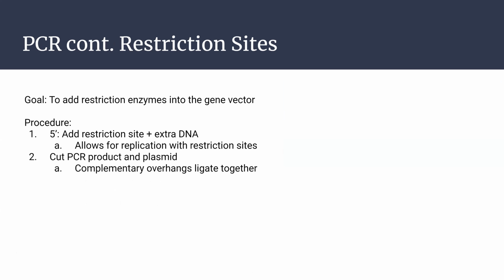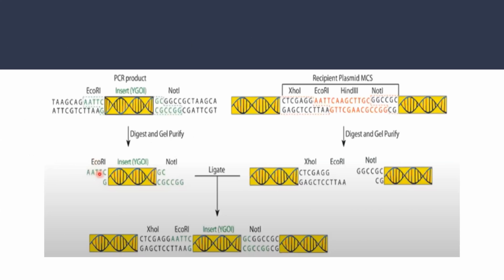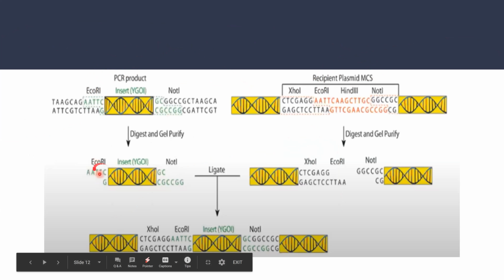Right, and then you're going to want to take that PCR product, the one you now have with your restriction sites, and cut that together with the plasmid of interest. Basically, like you went over in the video, you're going to have your product and your recipient plasmid, and say, for example, here we have these two restriction enzymes. You're going to digest both, which is going to give you complementary pairs on each end, right?